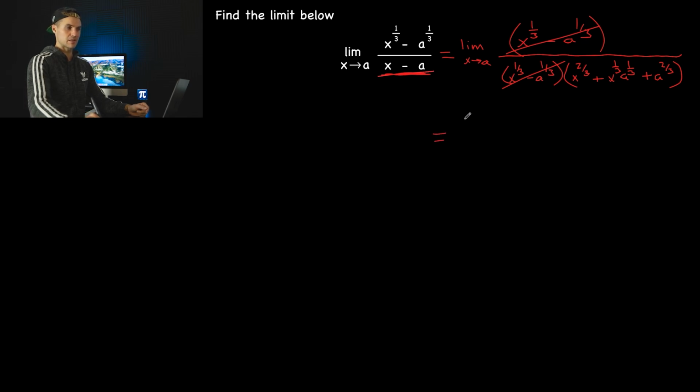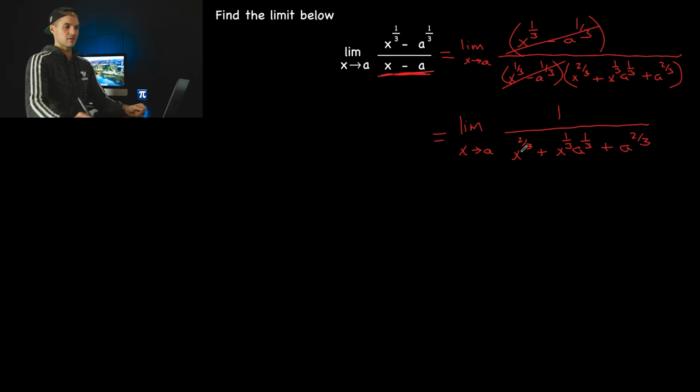From here, like I said, notice that this term and this term cancel out. So what are we going to be left with? We're going to be left with the limit as x approaches a of 1. There's just going to be a 1 left in the numerator, all over this entire bracket: x to the power 2/3 plus x to the 1/3 times a to the power 1/3 plus a to the power of 2/3.